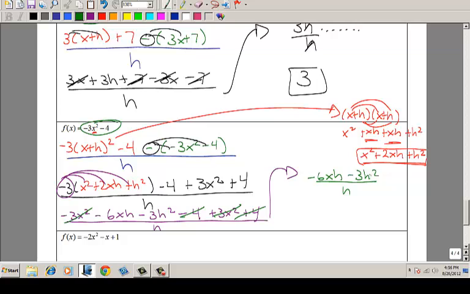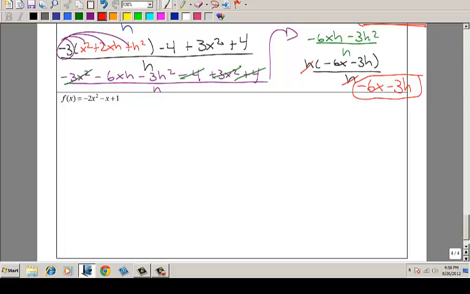So now I have to reduce. Well, I can factor an h out of my numerator. If I were to factor out an h from negative 6xh, I'm just left with negative 6x. If I factor out an h from negative 3h squared, I'm left with minus 3h. And this is now all over h. Well, these h's will cancel, so my final answer will be negative 6x minus 3h. So the difference quotient for negative 3x squared minus 4 would be negative 6x minus 3h.